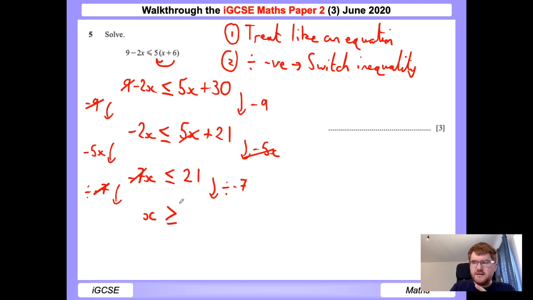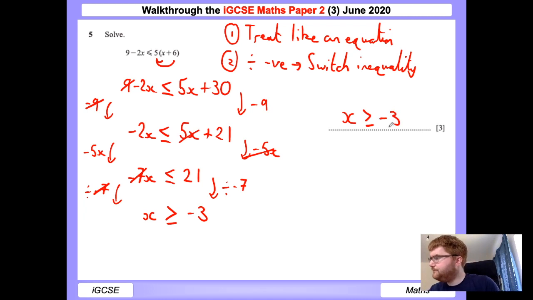Okay, if you're not sure on this, check out my video series on inequalities. I do go through why this is the case in part 2. And then we get 21 divided by minus 7 is equal to negative 3. So the correct answer here is x is greater than or equal to negative 3.